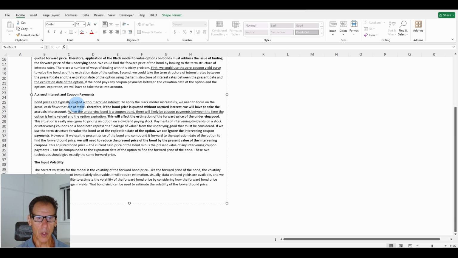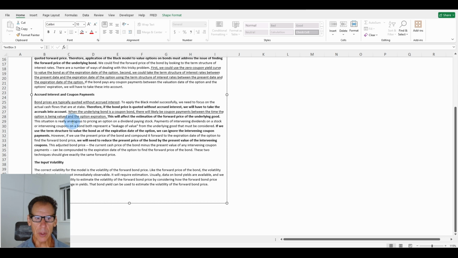Accrued interest and coupon payments. Bond prices are typically quoted without accrued interest. To apply the Black model successfully, we need to focus on the actual cash flows that are at stake. Therefore, if the bond price is quoted without accrued interest, we'll have to take the accruals into account. When the underlying bond is a coupon bond, there will likely be coupon payments between the time the option is being valued and the option expiration. This will affect the estimation of the forward price of the underlying good.